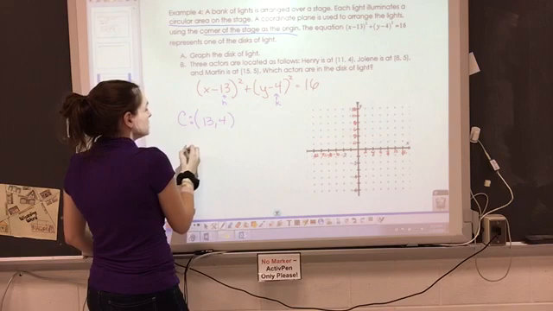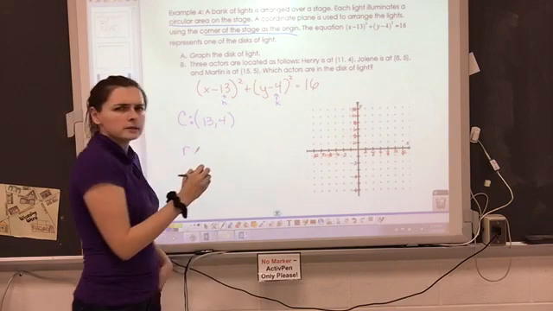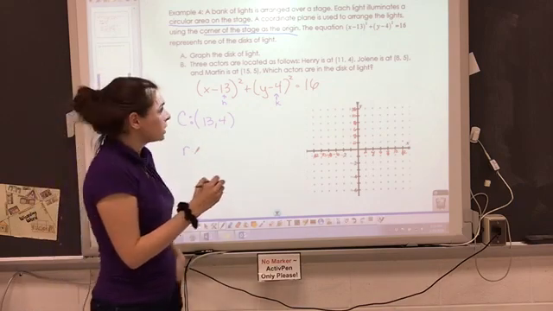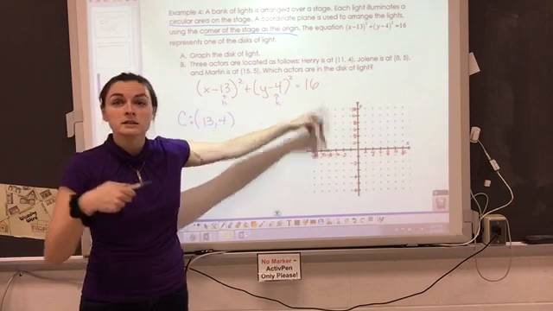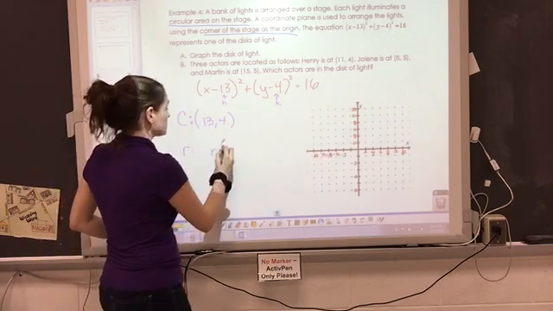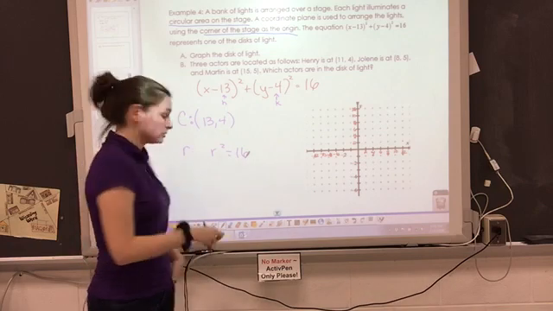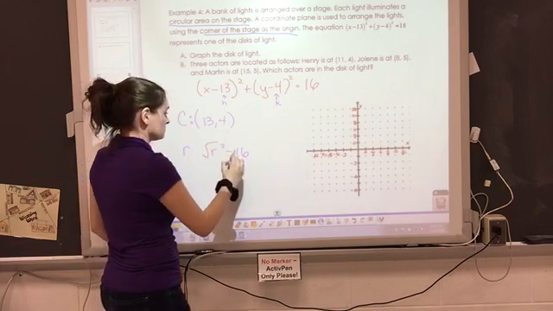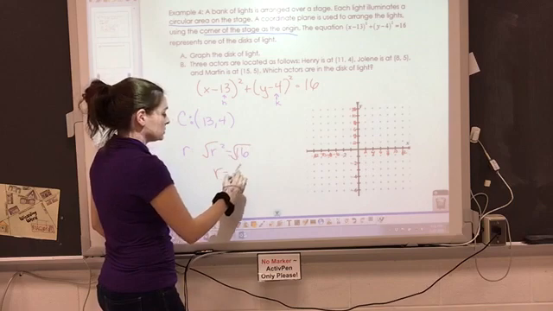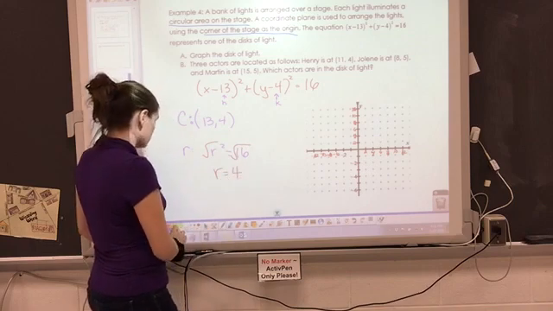And what was my radius? How did I find that? Well, I know that this is equal to radius squared, so r squared is equal to 16. How would I find the radius? Square root. Good. So r is equal to 4. Let's go ahead and plot that point.